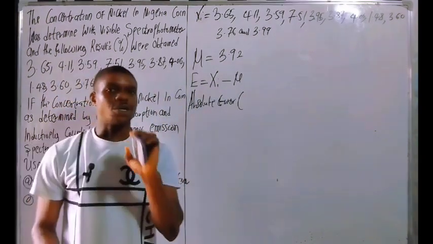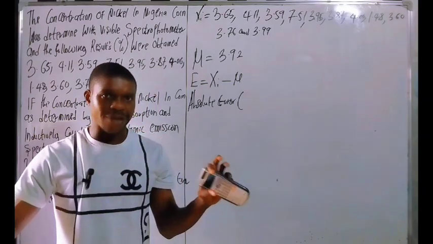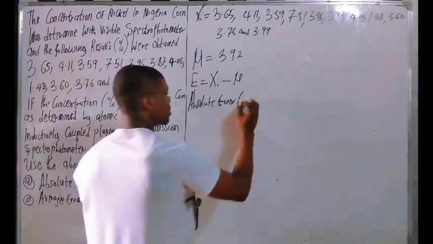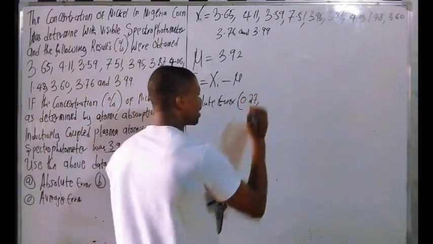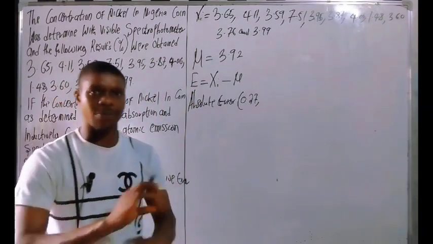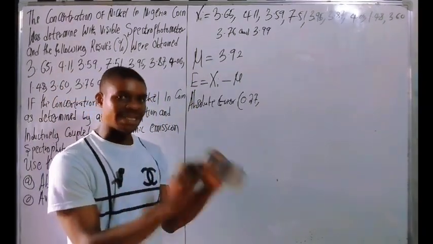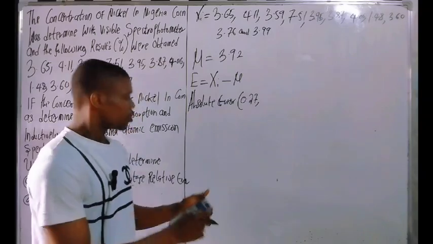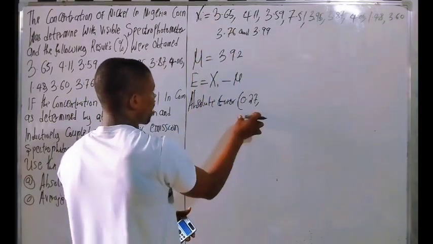0.27. Now you ignore your minus sign. You ignore your minus sign. So here we have 0.27. Anywhere you see minus, you ignore it. It's not important. The minus sign, ignore it. So here we have this minus this.